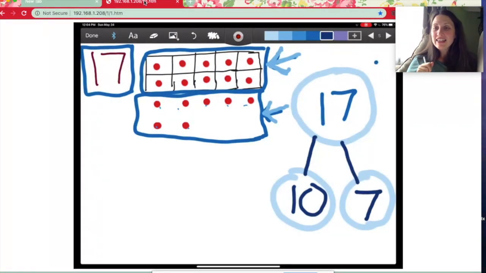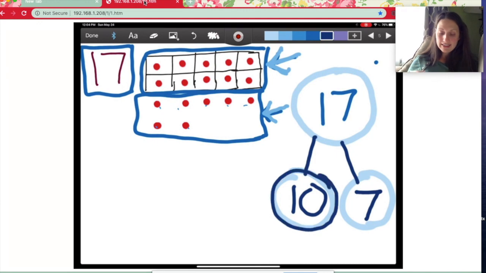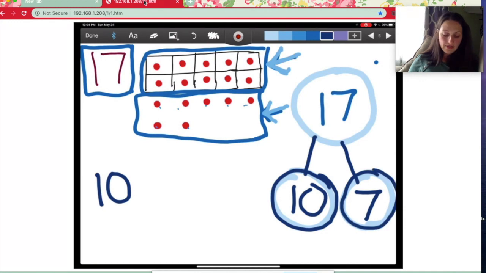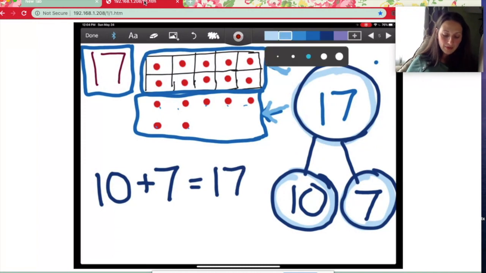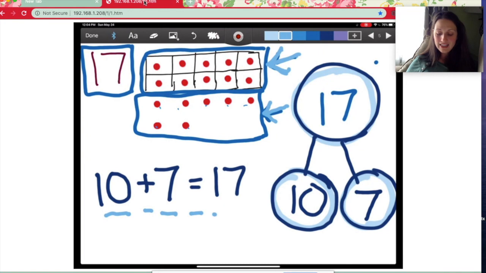The last thing left is to make a number sentence using these numbers. So the first part is 10. The second part is 7. And that is equal to 17. Let's read that together. Here we go. 10 plus 7 equals 17.